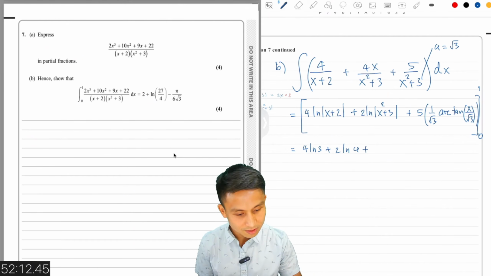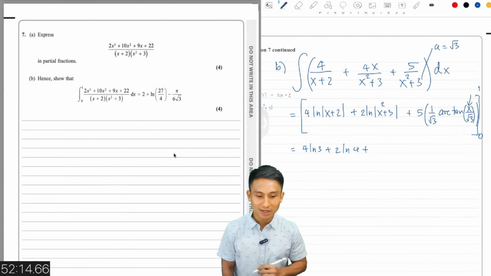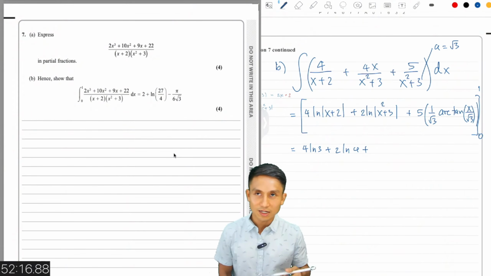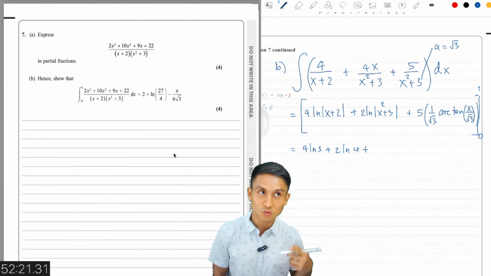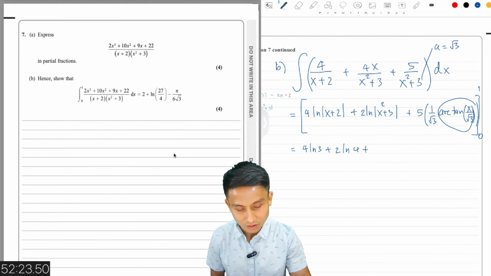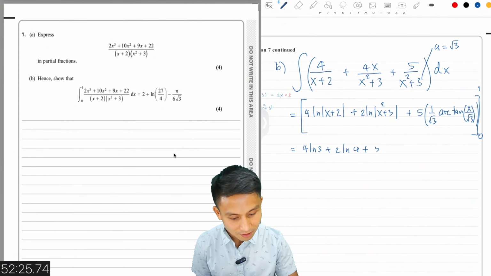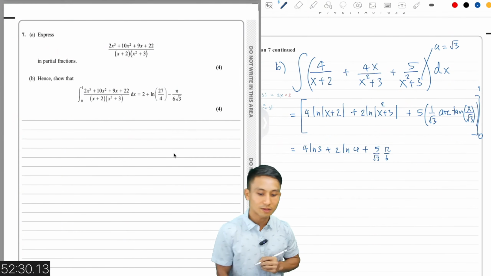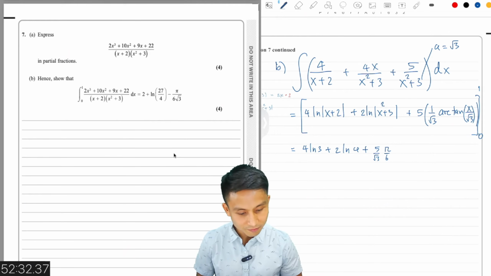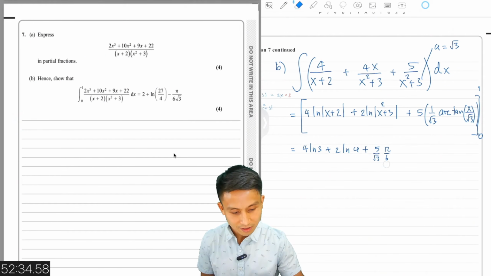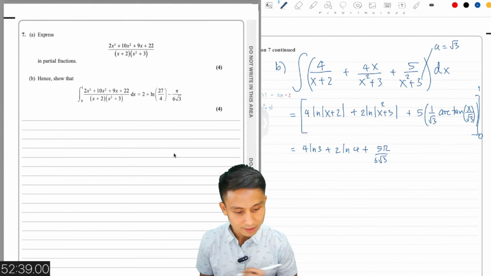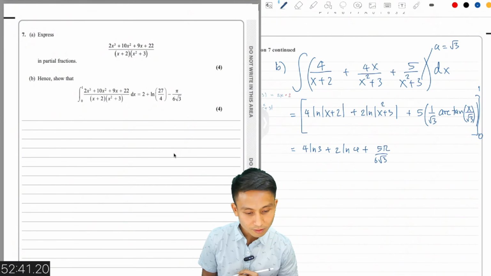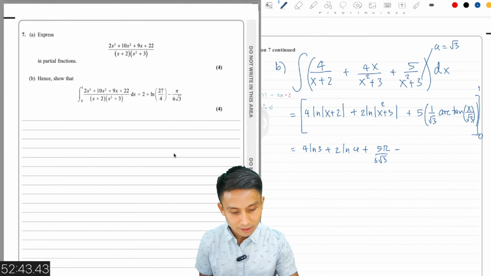And then plus, what's this? Well, arctan 1 over root 3. I happen to remember that tan of pi over 6 is 1 over root 3. So this is pi over 6. So that's going to be plus 5 over root 3 times pi over 6. Or we can simplify this a little more, writing 5 pi over 6 root 3 like that. All right. So that's it for the first term.